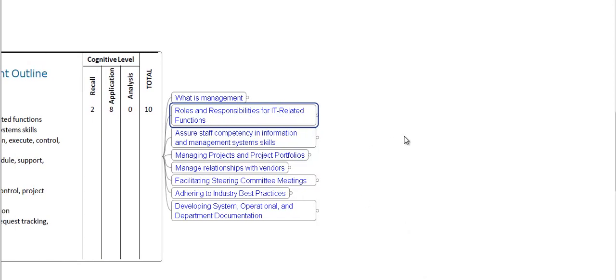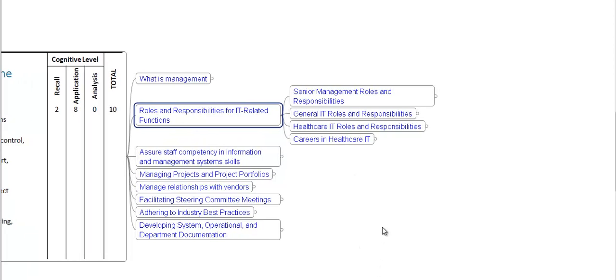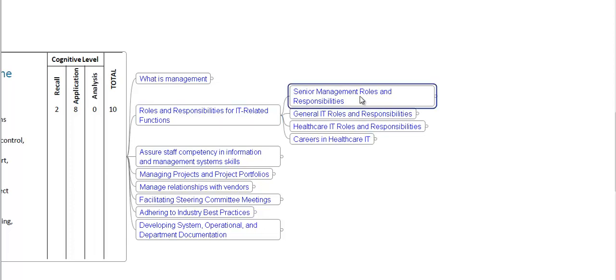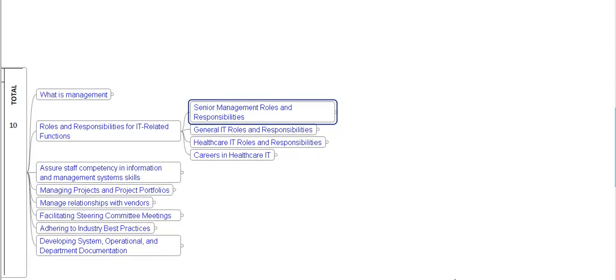Now let's explore the next topic, roles and responsibilities for IT related function. These are the management roles and responsibilities for IT related function: senior management roles and responsibilities, general IT roles and responsibilities, healthcare IT roles and responsibilities, and career in healthcare IT. Let's explore the first topic, senior management roles and responsibilities.